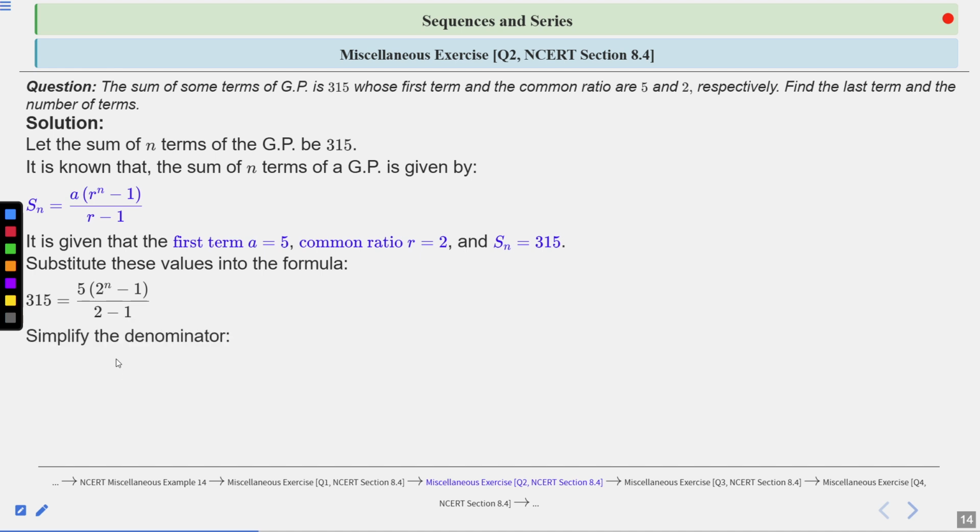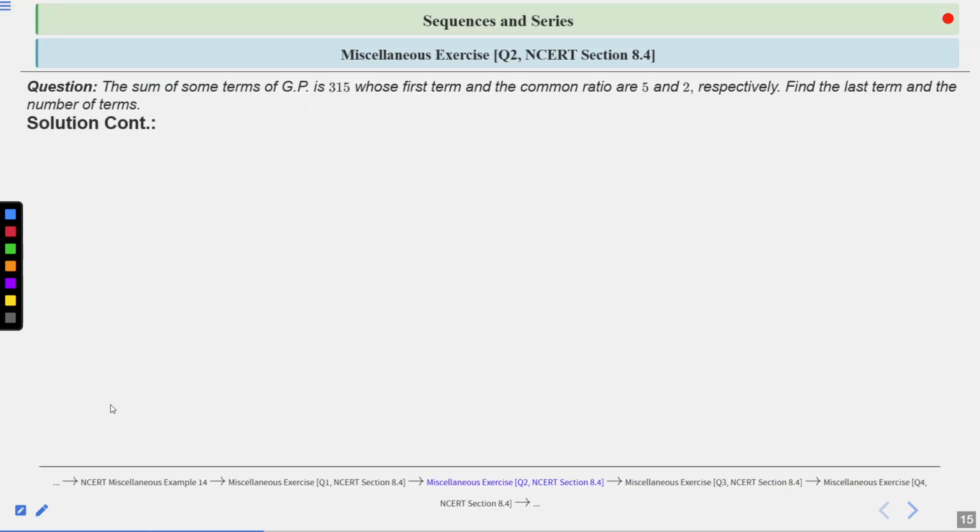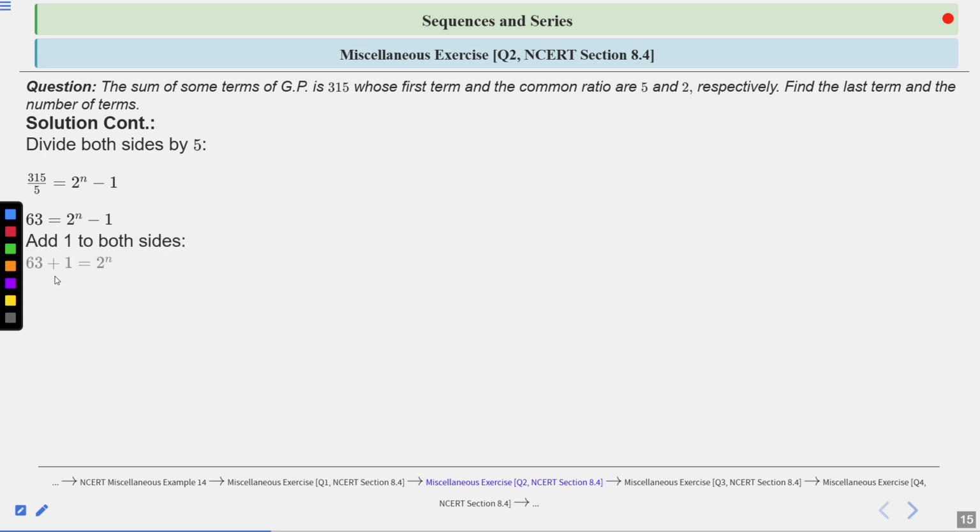Simplify the denominator. 315 equals 5 times (2 power n minus 1) divided by 1. We can write 315 equals 5 times (2 power n minus 1). Divide both sides by 5. We get 315 divided by 5 equals 2 power n minus 1. After easy calculation, we get 63 equals 2 power n minus 1. Adding 1 to both sides, 63 plus 1 equals 2 power n.